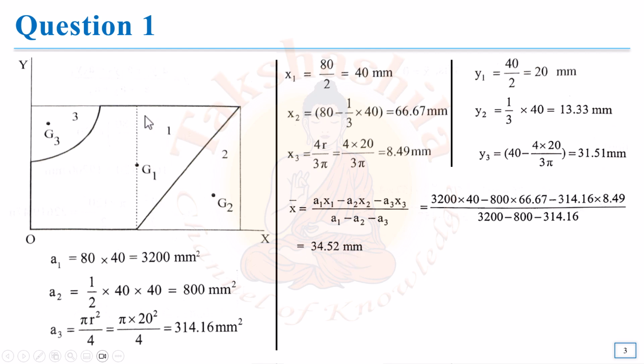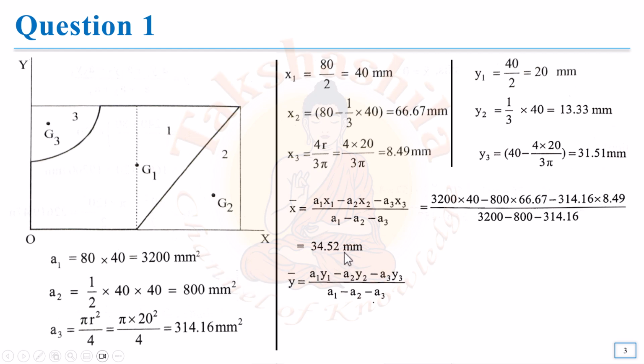That means the actual centroid of the shaded section is located at a distance of 34.52 millimeters from this reference y-axis. So from this reference y-axis, you have to travel a distance of 34.52 so that you will reach a line on which our centroid is lying. Okay, now we have to also calculate the y bar so that we can pinpoint the centroid.